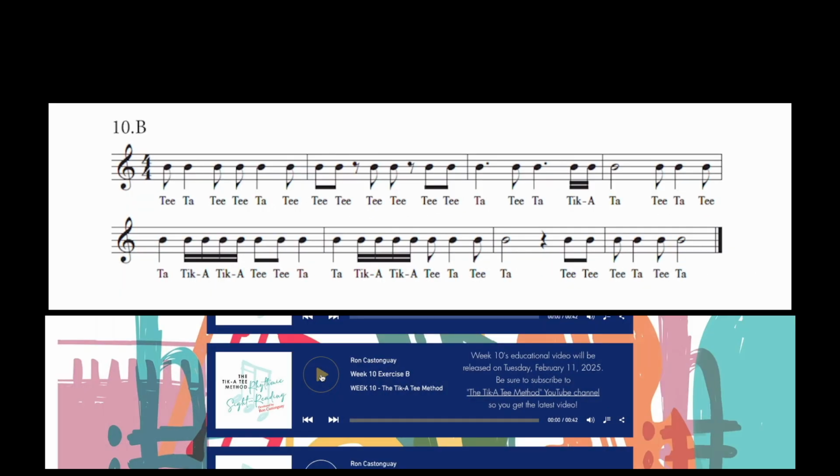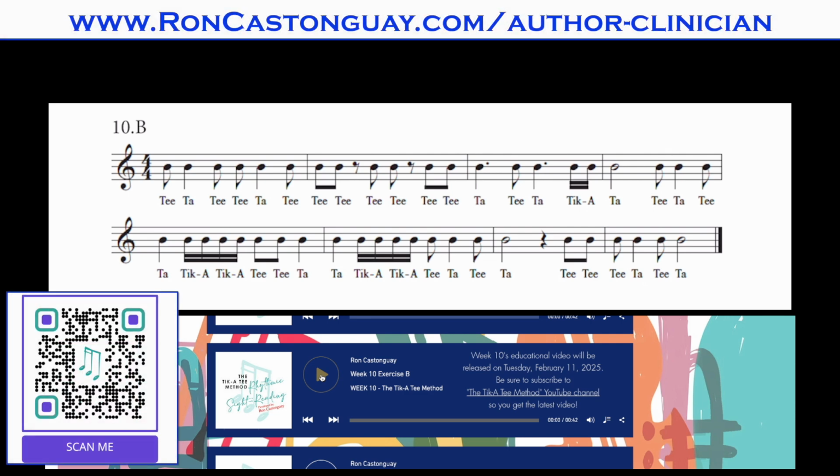All right, here we are back at my website where all of the MP3s can be found. We are looking at exercise 10B. Now, I know you know what your three options are here, so I'm not going to waste any time. We're going to get right to it. Here is the MP3 for exercise 10B.